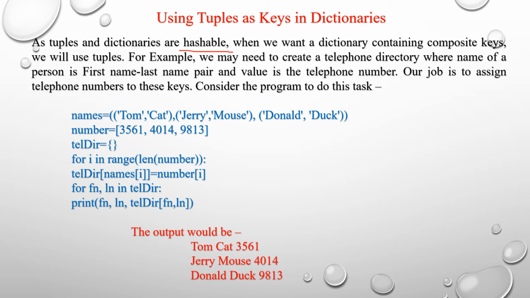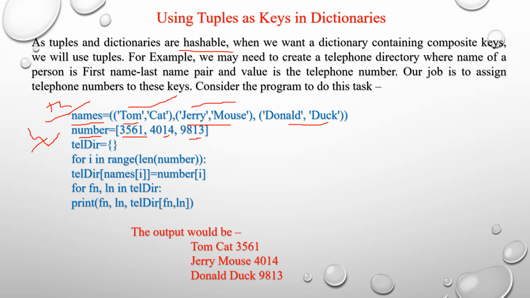So this is my tuple variable names. Here the names are Tom cat, Jerry mouse and Donald duck. The numbers are 3561, 4014 and 8913. I want to assign 3561 to Tom and cat, 4014 to Jerry and mouse and 8913 to Donald and duck. So this is the tuple, so the data type is tuple. Here the numbers data type is list.